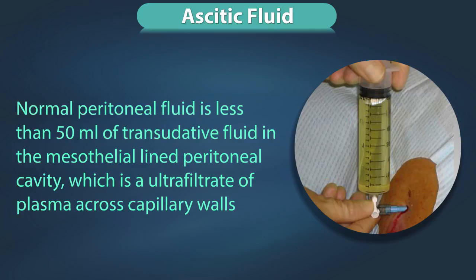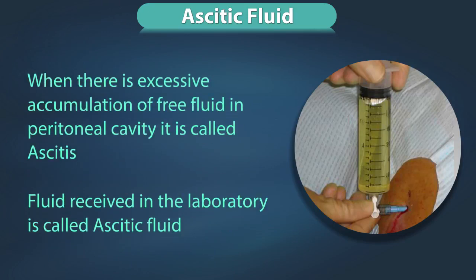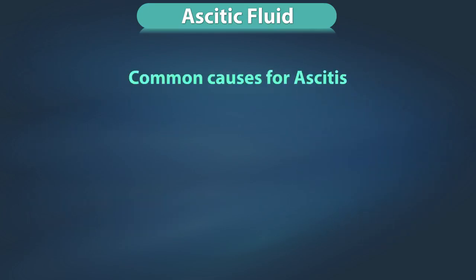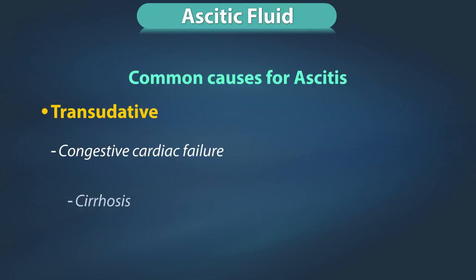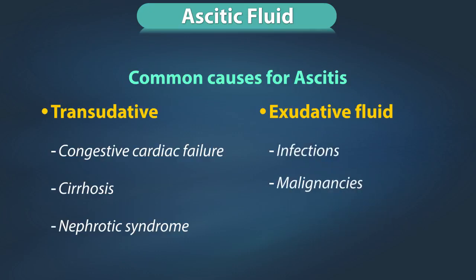Ascitic fluid. The normal peritoneal fluid is less than 50 milliliters of transudative fluid in the mesothelial lined peritoneal cavity, which is an ultrafiltrate of plasma across capillary walls. When there is excessive accumulation of free fluid in the peritoneal cavity, it is called ascites, and the fluid received in the laboratory is called ascitic fluid. Some common causes for ascites are transudative ascites, as seen in congestive cardiac failure, cirrhosis, and nephrotic syndrome. Exudative ascites is seen in infections, malignancies, trauma, or pancreatitis.